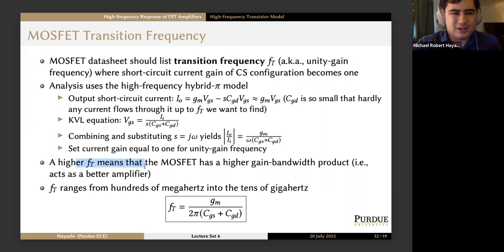The other interpretation of the transition frequency is that the MOSFET is going to have a higher gain bandwidth product. In other words, it works as a better amplifier transistor. So it's something you can use to set apart how good a given MOSFET is at being an amplifier, because it's really hard to change the gain bandwidth product. Something that intrinsically has a better fT means it has a lower capacitance or a higher transconductance, which tells you it's a better amplifier.